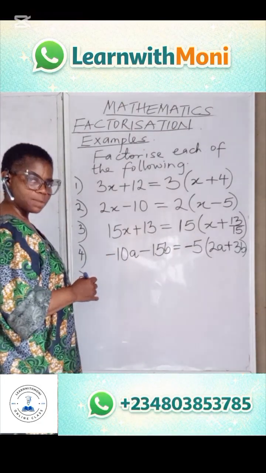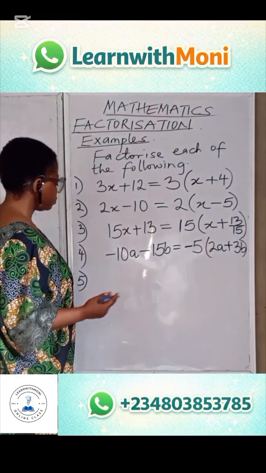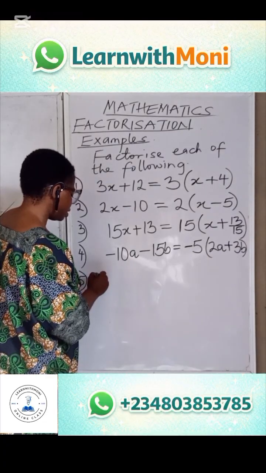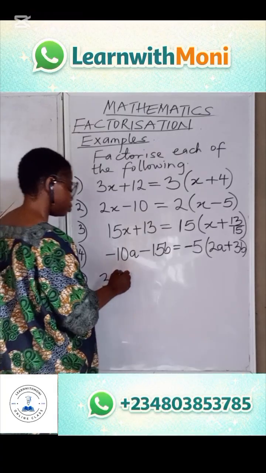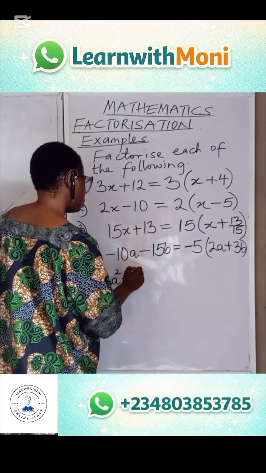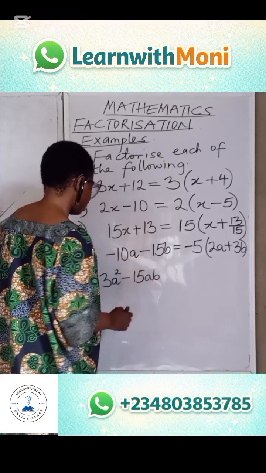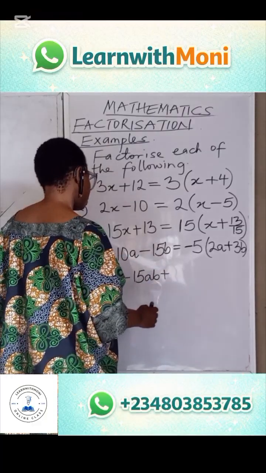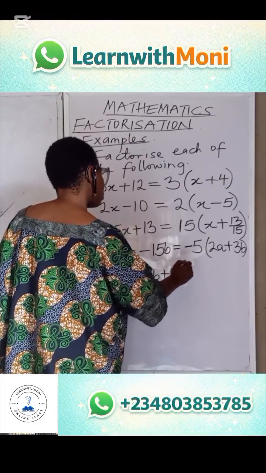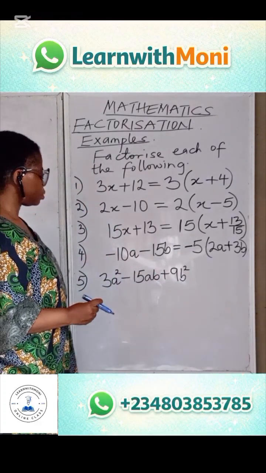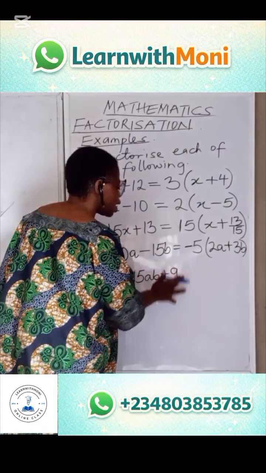Let's take an example that has 3 terms. I want to take an example like 3A squared minus 15AB plus 9A. Okay, let me call this 9A.